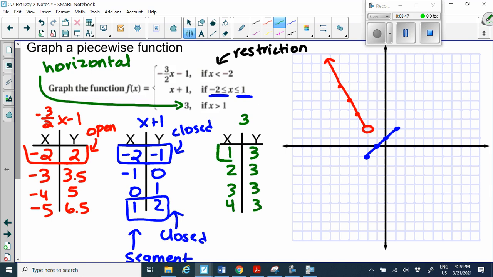Now our starting point of 1, 3, is that going to be open or closed? That is going to be open because our inequality does not have an equal bar. So I go to 1, 3, and that's going to be open. And then all the other points are going to be closed, and we have a horizontal line. So I go from the open, make sure you connect with the closed.